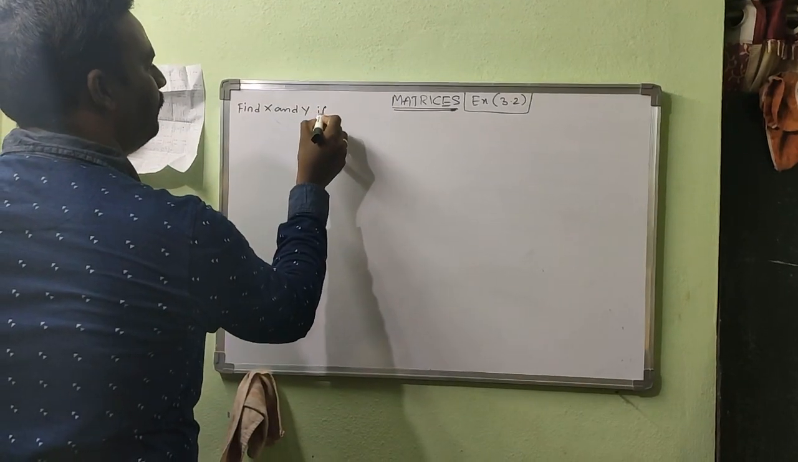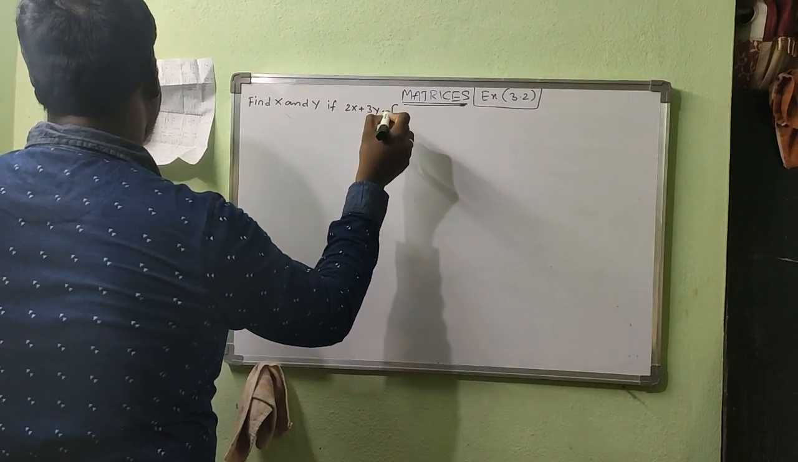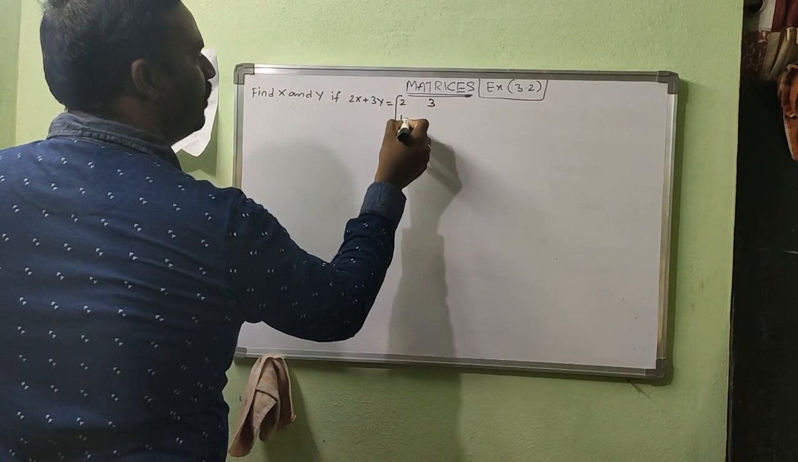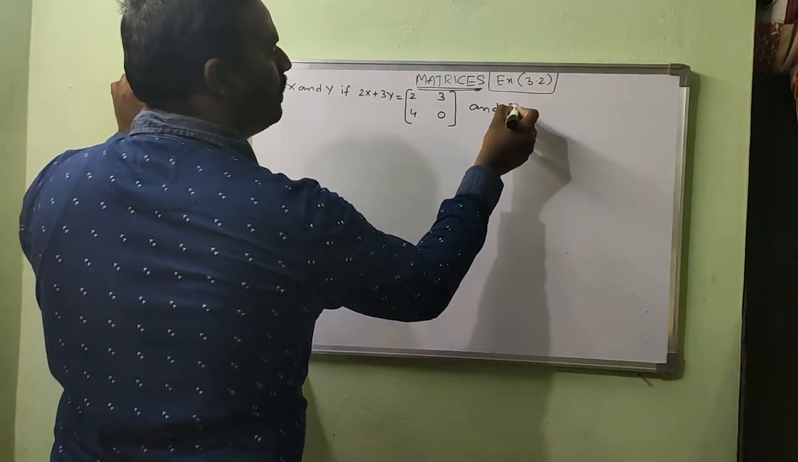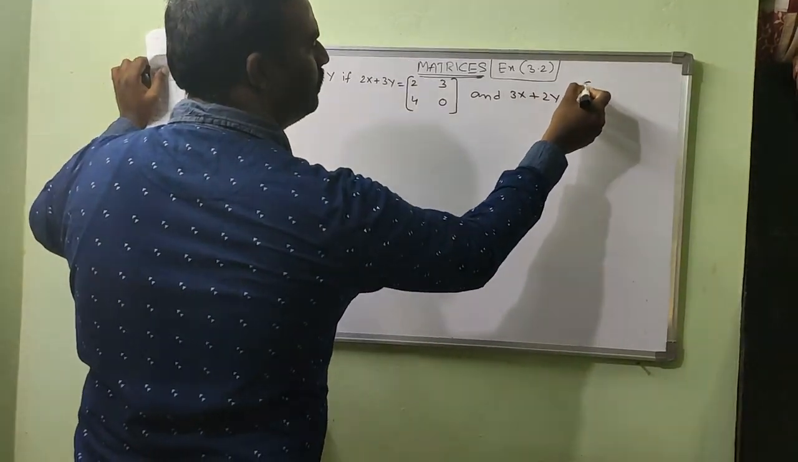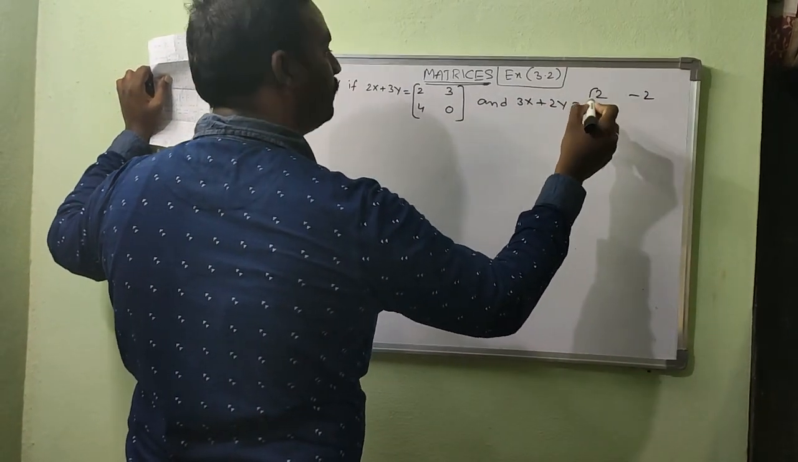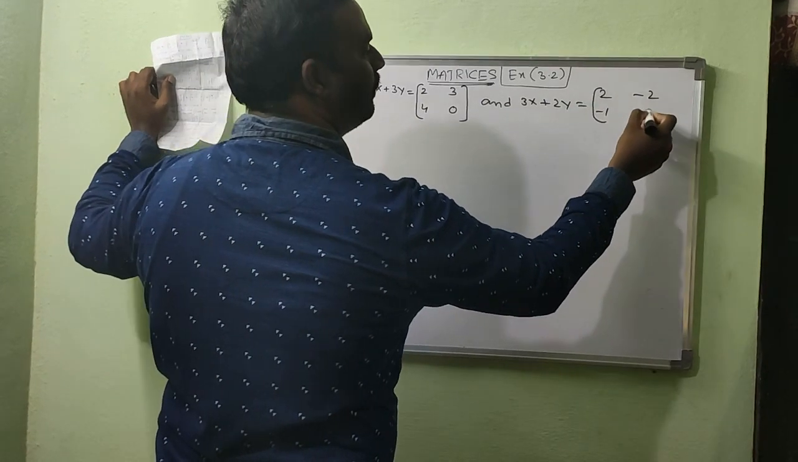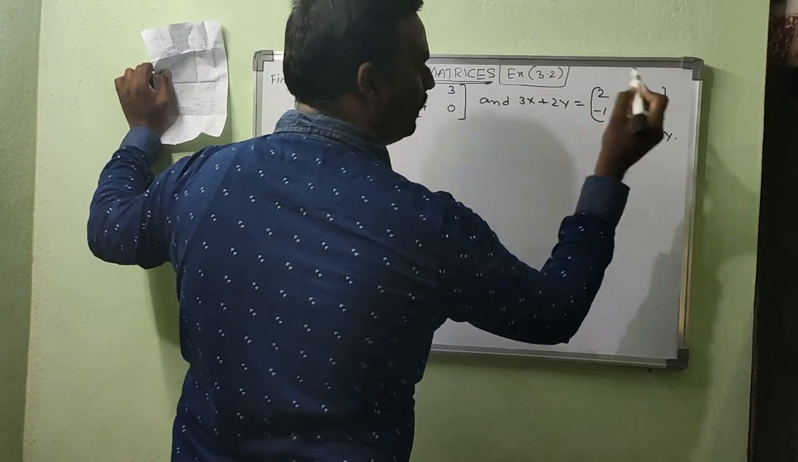Now the question is, find capital X and capital Y if 2X plus 3Y is equal to [2, 3; 4, 0] and 3X plus 2Y equals [2, -2; -1, 5]. Find X and Y.